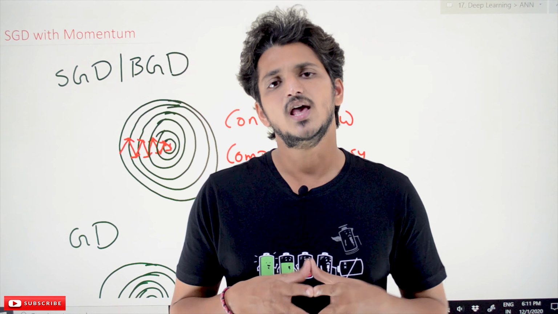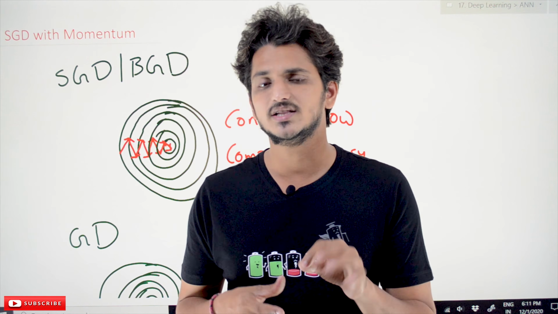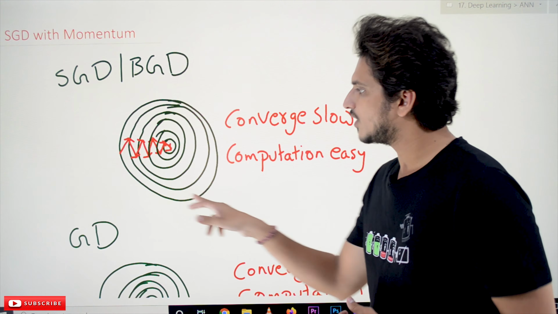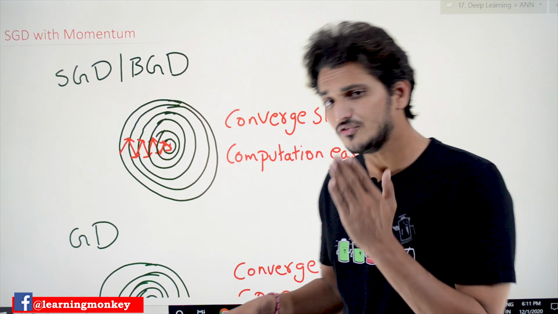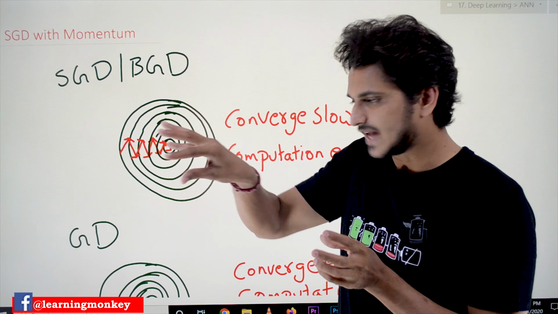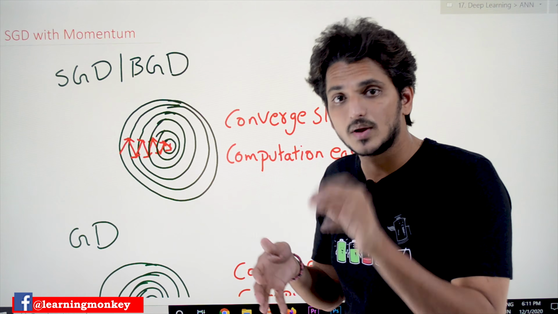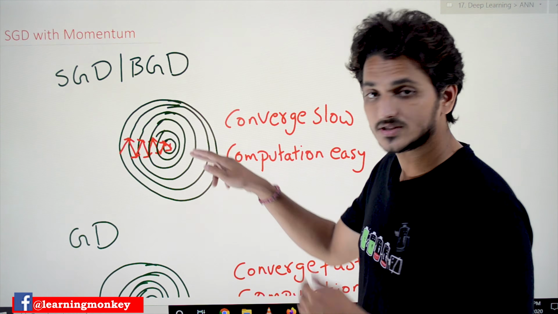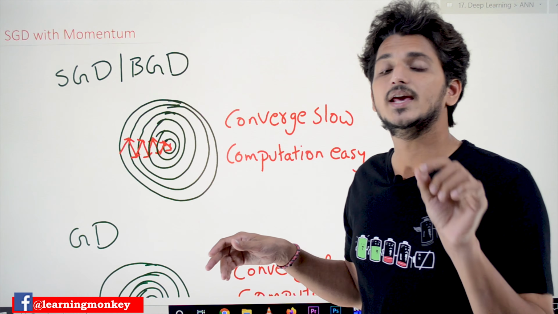Coming to today's class, let's first refresh the concept of what the problem is with stochastic gradient descent or batch gradient descent. Then we go into the concept of momentum. Let's take an example. This is the contour plot for our loss function in stochastic gradient descent or batch gradient descent. Our weights are moving in different directions and finally move towards convergence. Here the problem is that convergence is slow. Convergence is slow but computationally easy.